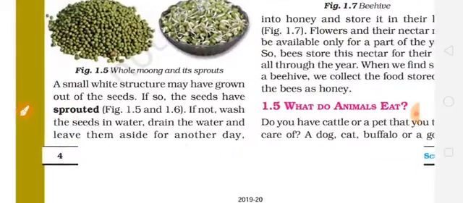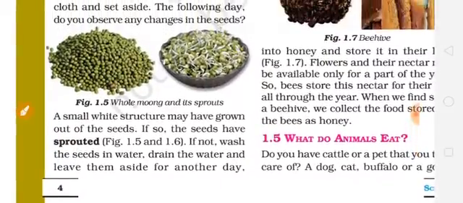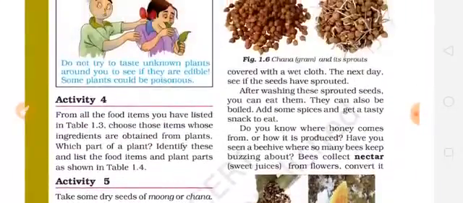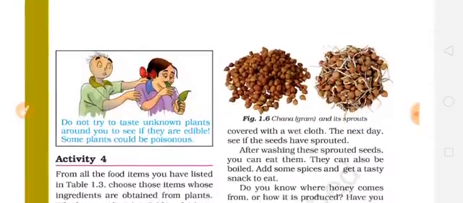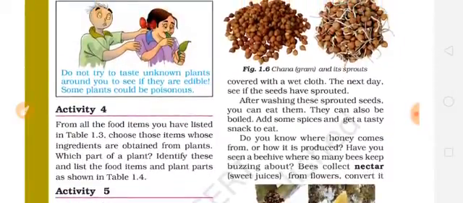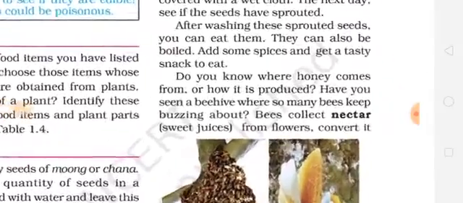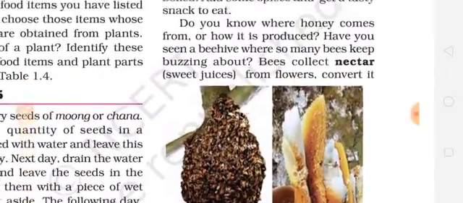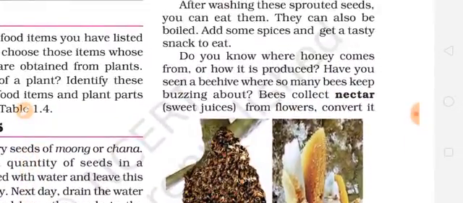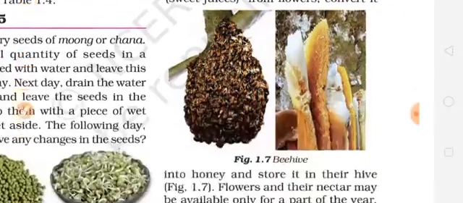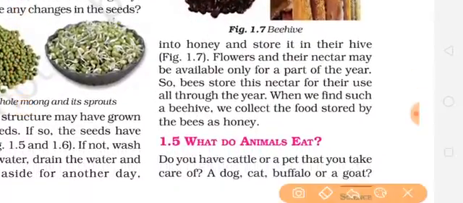And activity 5, you can say that it's an easy task, you can do it at home with the help of mother. You collect a few pea seeds or gram seeds, and after that you can soak them in water and wrap them with a wet cloth. 2-3 days after, you can see that a small white structure may have grown out of the seeds, okay, and this white structure is called a sprout.